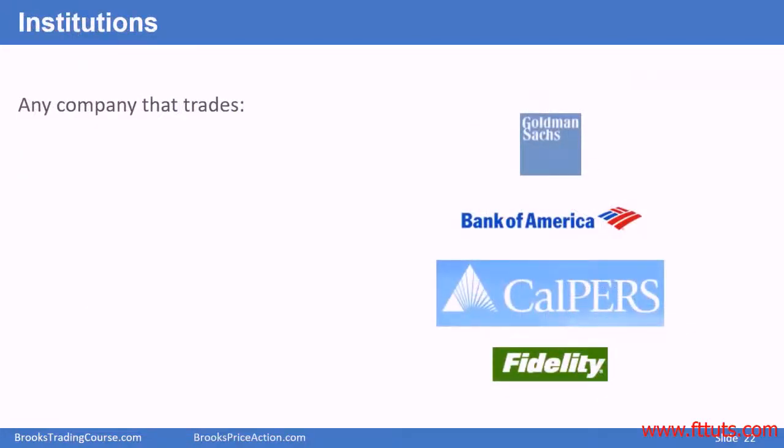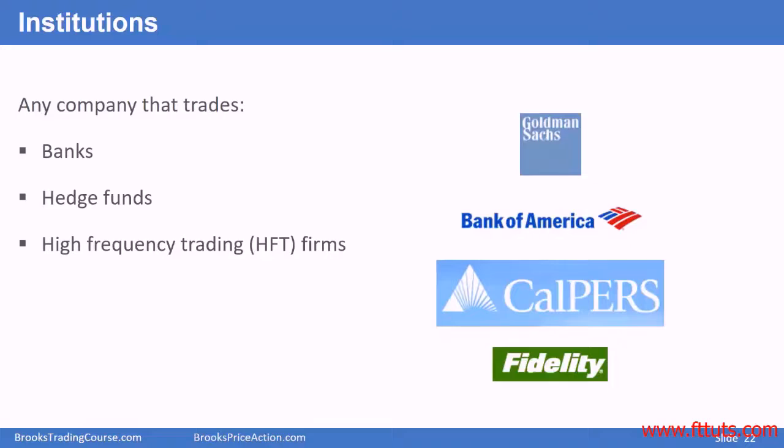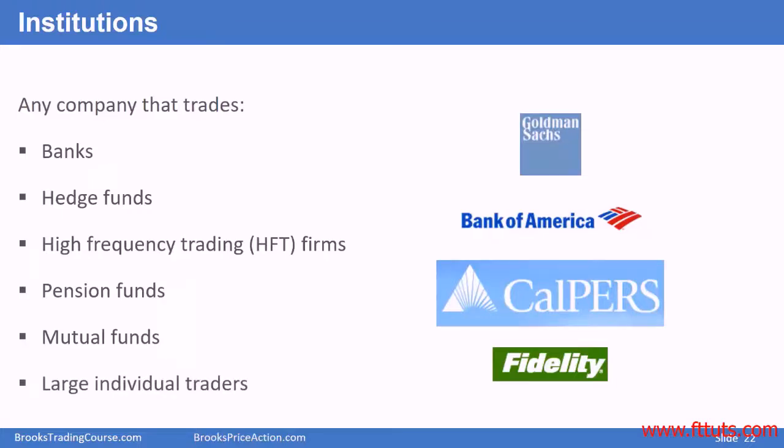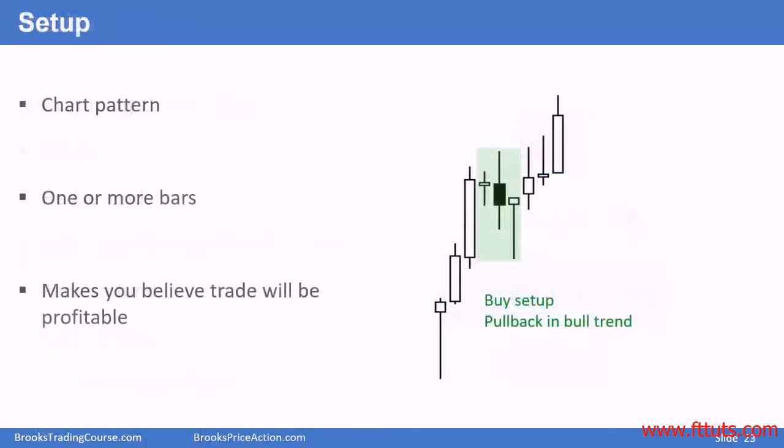You'll sometimes hear me talk about an institution: Bank of America, CalPERS, the pension fund for state employees in California, Fidelity Investments, those are all institutions, Goldman Sachs. An institution could be a bank, it could be a hedge fund, a high-frequency trading firm, pension fund like CalPERS, mutual funds like Fidelity. Any large entity is an institution, and that includes large individual traders. So, for example, the smallest position size in the E-mini is 1 contract. If a trader is trading 100 contracts or 200 contracts or more, I would consider them to be as significant as an institution, even if they're trading for their own account.